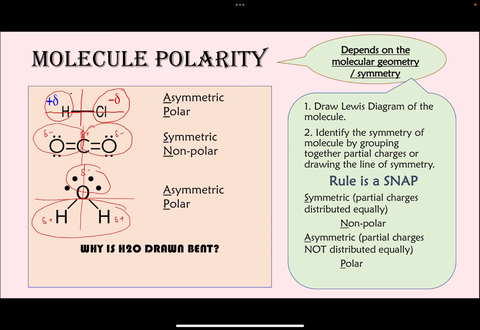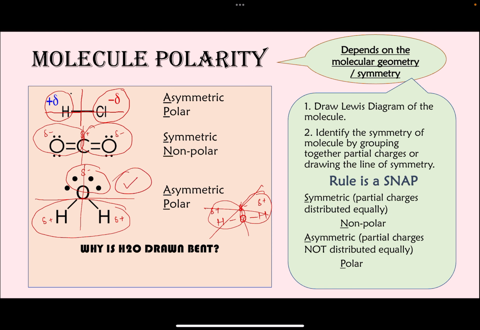Okay, so this does not explain why water is drawn like this. We're going to talk about that next. If we draw water like this, oxygen is going to be partial negative, hydrogens are going to be partial positive, and we can technically say that we have a symmetric distribution. So why do we not draw water like this, and why do we draw it like this?